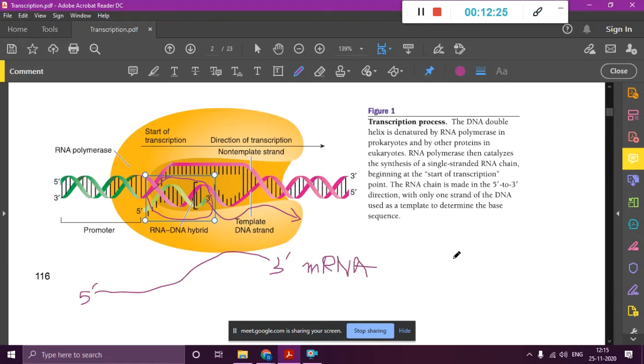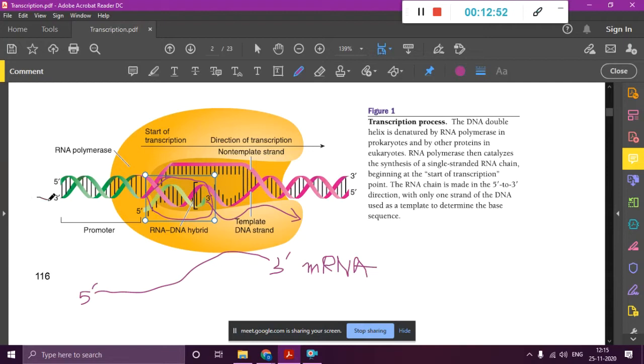So remember that double-stranded DNA in the region of the gene has got two types of strand. The first strand is known as the template strand, and the opposite to the template strand is the non-template strand. The non-template strand is the strand which is not transcribed. So it is the template strand, which is also known as the antisense strand. It is in the 3 prime to 5 prime direction.